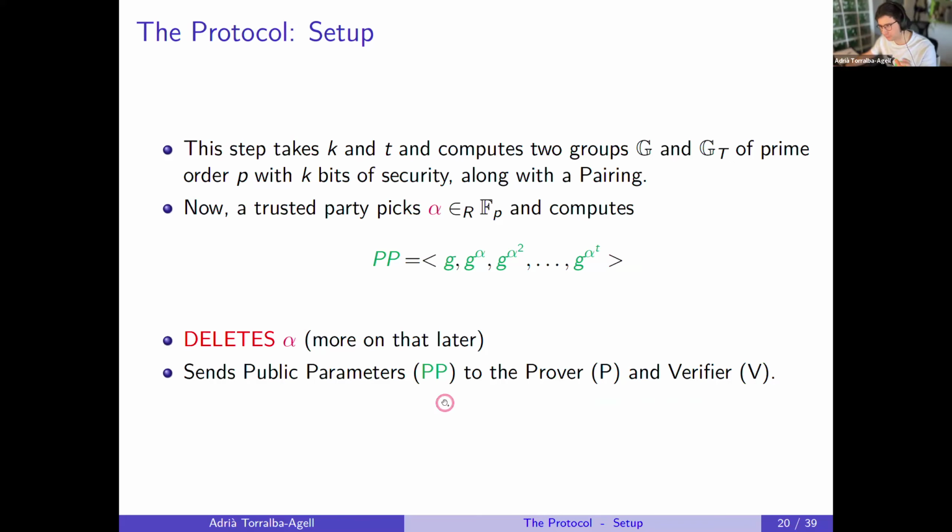Well, it seems that everything is clear. Recall, the prover wants to prove to the verifier that she knows a polynomial without revealing the polynomial. To do that, in the setup phase, we require the computation of two groups, G and GT of prime order P, and a pairing.